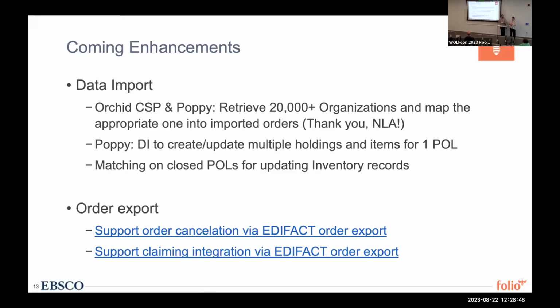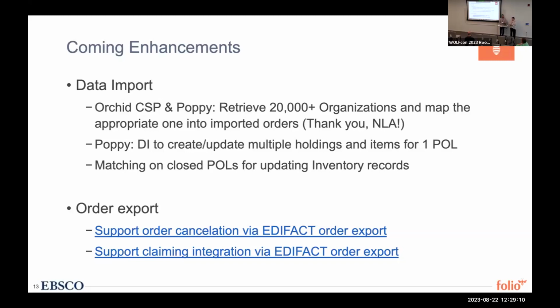One of the other things that was breaking is when data import needed to do a lookup in organizations to assign the vendor to a new order, it wasn't able to handle that many lookups. And so all of those have been fixed in an Orchid service patch since NLA is live on Orchid and will be available in Poppy in case any of you have 20,000 plus vendors.